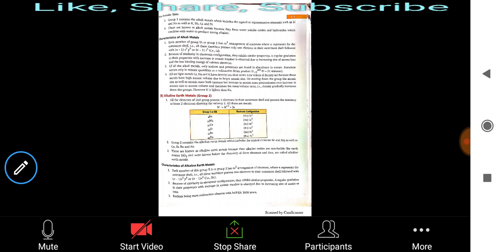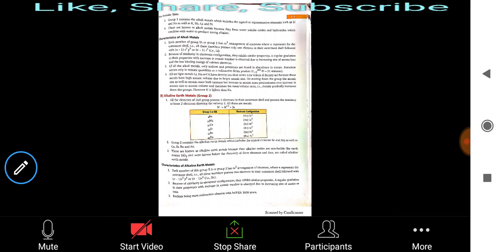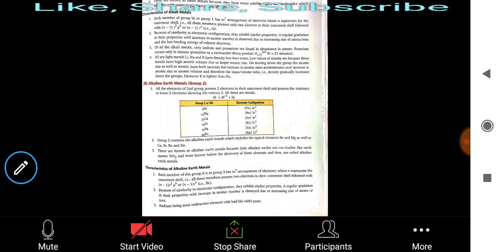Radium is the most radioactive element. The most radioactive element found in this group is radium, and its half-life is 1600 years. As we move on to read about further characteristics, in metallurgy in higher classes or in other chapters, you will read about the half-life of any radioactive element.